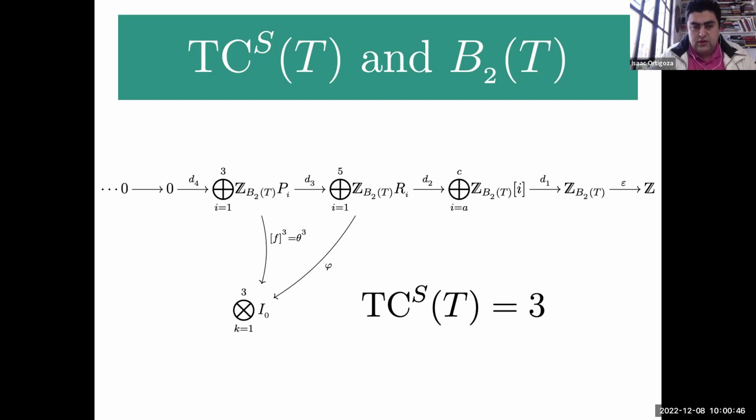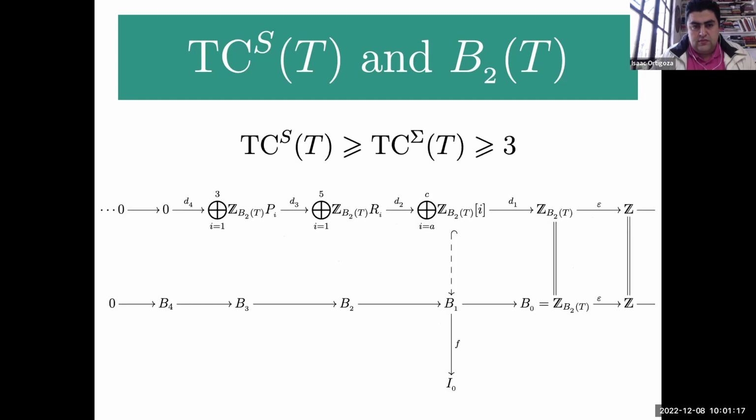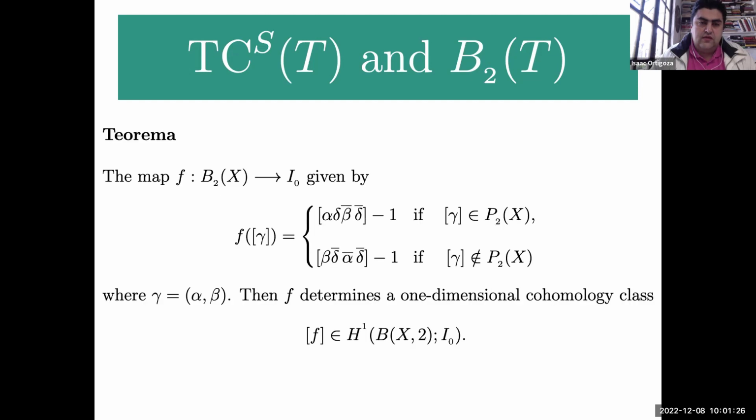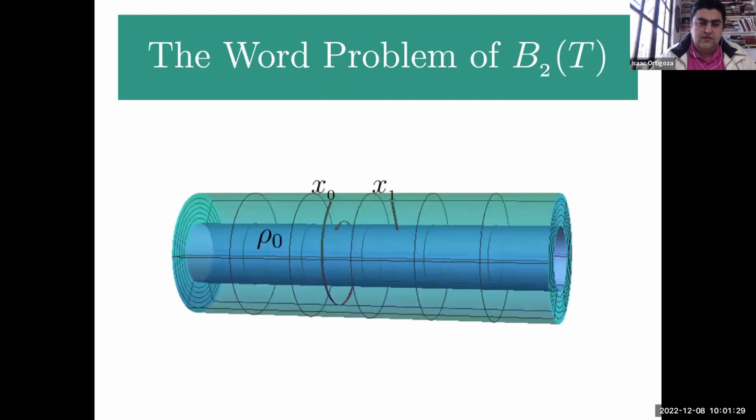Well, with this result, we have that the TC sigma of the torus has to be also 3, because 3 is less than or equal to the TC sigma of the torus, and this is less than or equal to the TCS of the torus. Well, this concludes the theorem that I mentioned in the beginning.